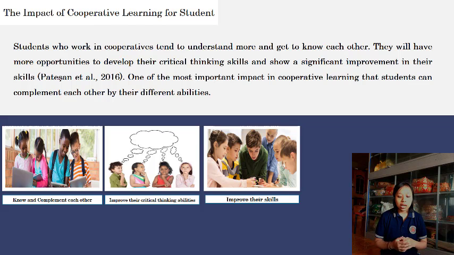And the third is that it helps their understanding, because each student who has higher knowledge will teach those with less knowledge. So in this cooperative learning, those who have higher ability will teach the less able and create equal understanding.